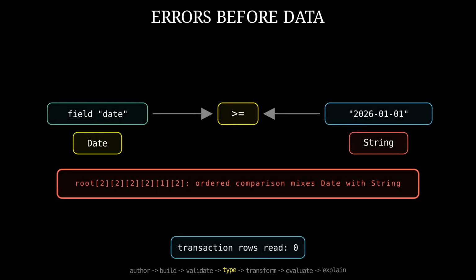Remove the date constructor, and the cutoff becomes an ordinary string again. The left operand is a date, the right operand is a string. The generic comparison refuses to guess that one should be parsed as the other. Canonical ISO strings happen to have a useful lexical order, but that accident is not the contract we want the rest of the language to depend on.